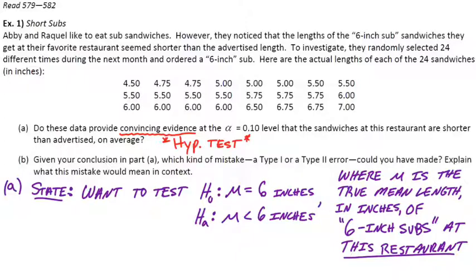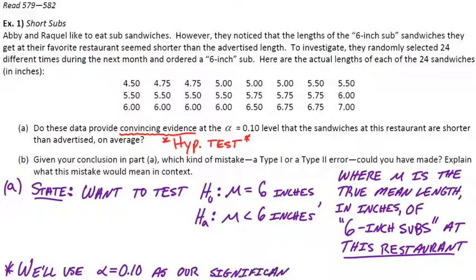Okay, the other thing we have to do, we have to say how picky we're going to be. Actually, it's defined for us. We just need to mention it here. And we're going to use alpha equals 0.10 as our significance level. All right, so the state step is all good. We've got each of the 3 components that are necessary.